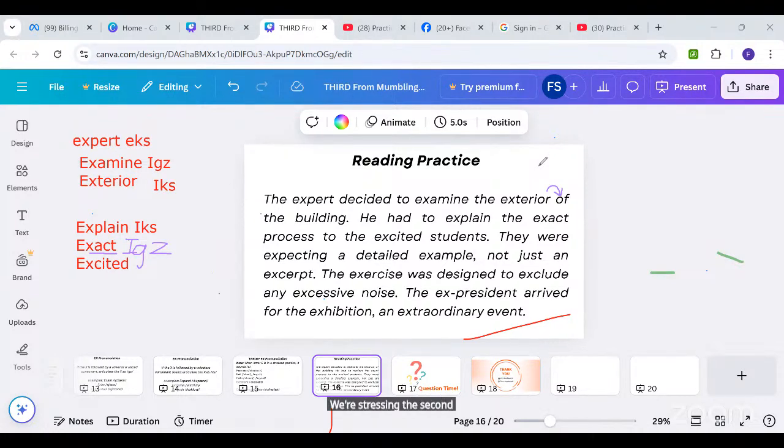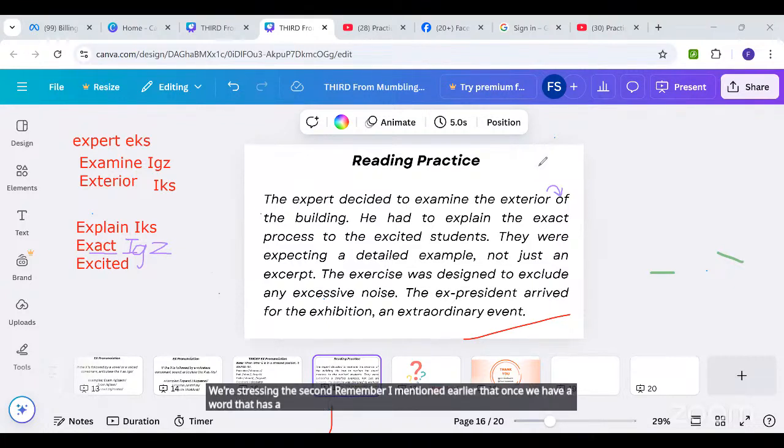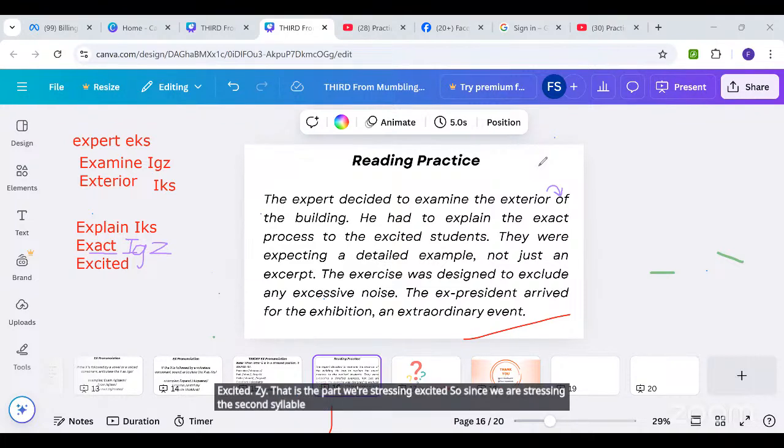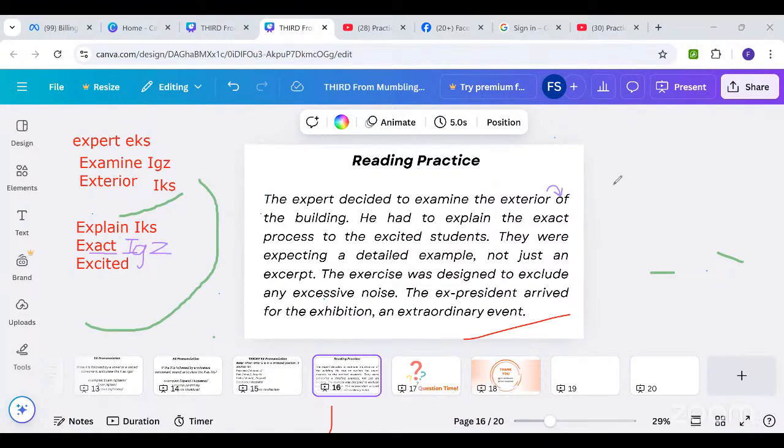Okay. Remember I mentioned earlier that once we have a word that has the X and it is three syllables, mostly we stress the second syllable. Excited, that is the part we're stressing. So since we're stressing the second syllable, the E in excited, is it going to sound E or A? Should sound A.